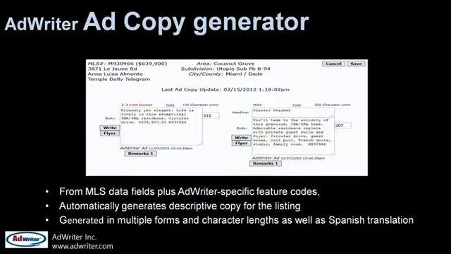Once the MLS data is imported to AdWriter and feature codes are entered, the ad copy system will automatically generate a unique property description in a wide variety of formats and character lengths. Each property has its own differentiated description. No more writer's block from your agents, no more editing down long descriptions that don't fit into the space allocated for a published advertisement.